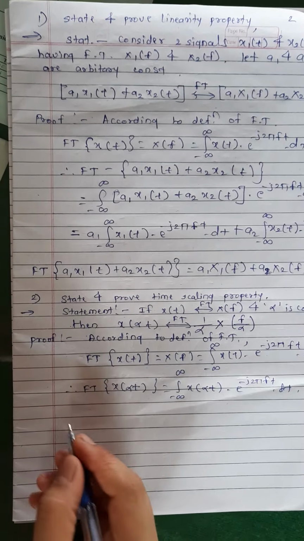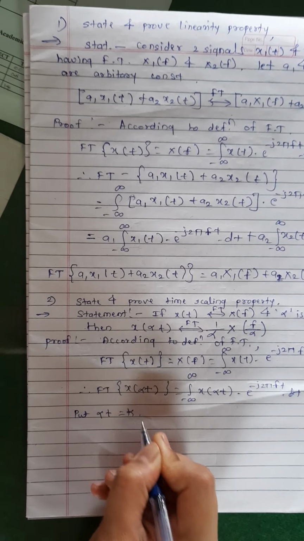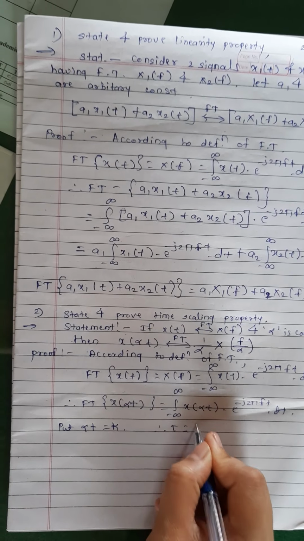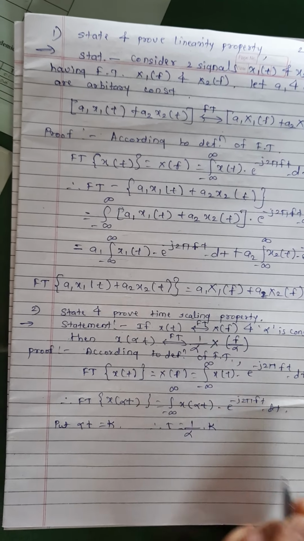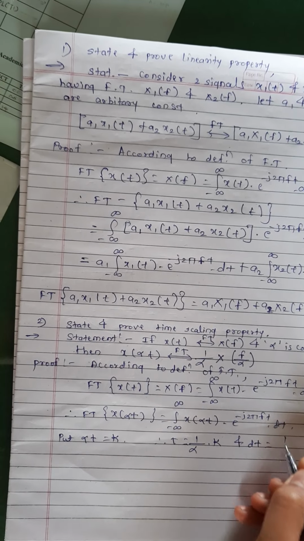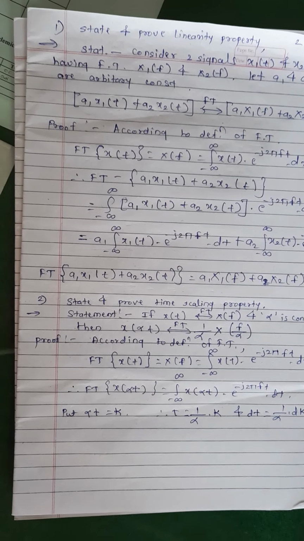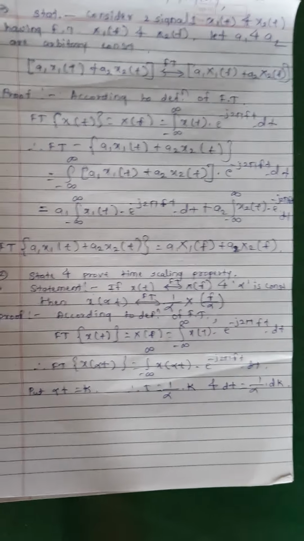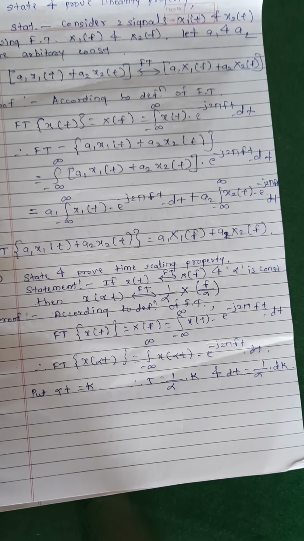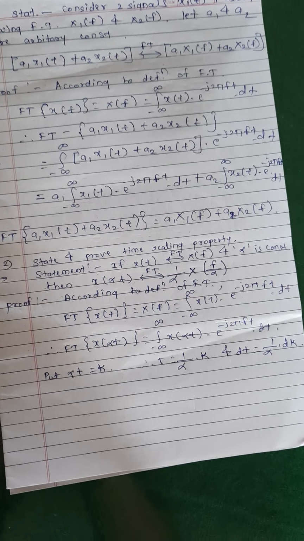So put alpha t is equal to k. Therefore t is equal to 1 by alpha into k and dt is equal to 1 by alpha into dk. So we substitute these values in the above equation.